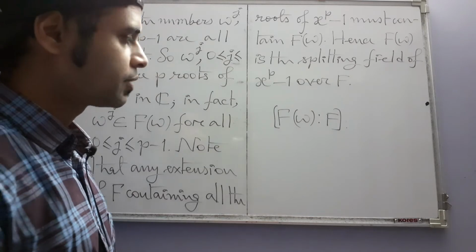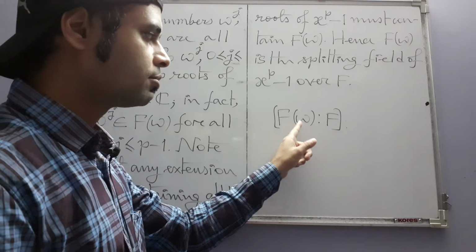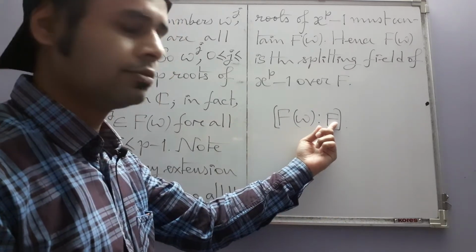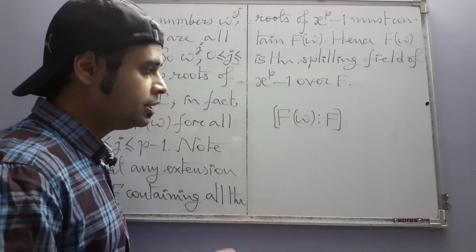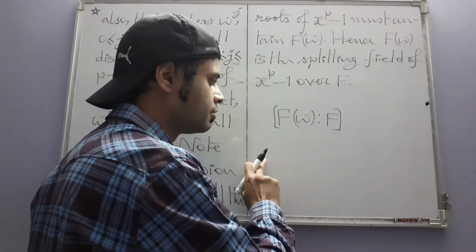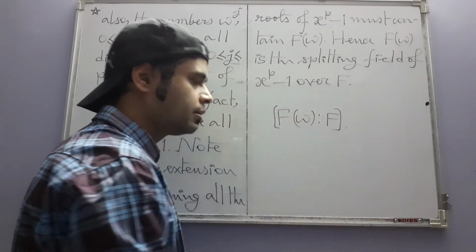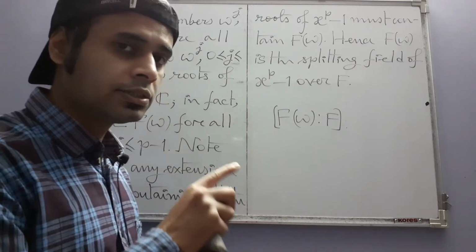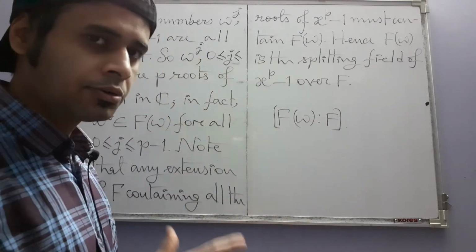Recall our theory. According to our theory, this degree will be the degree of omega itself as an algebraic number over F, that is, over the field of rational numbers, which in turn is the degree of the smallest non-zero polynomial that omega satisfies over F. So we now need to find, in other words, the degree of the minimal polynomial of omega over F.